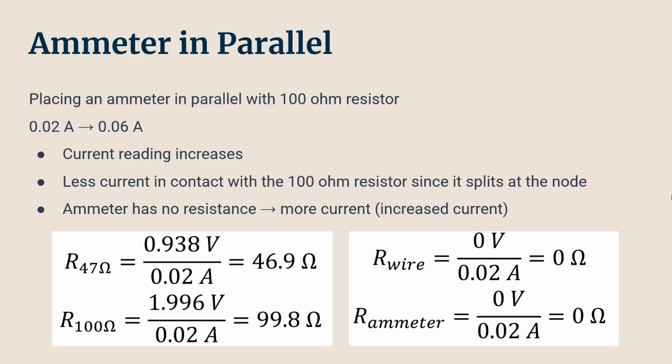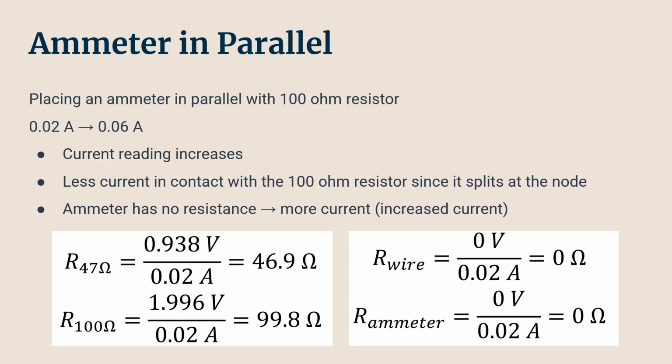So when we place the ammeter in parallel with the 100 ohm resistor, we see that less current comes into contact with the 100 ohm resistor, since the two paths can be traveled either to the ammeter or to the resistor. So the current read goes from 0.02 amps to 0.06 amps at the ammeter.